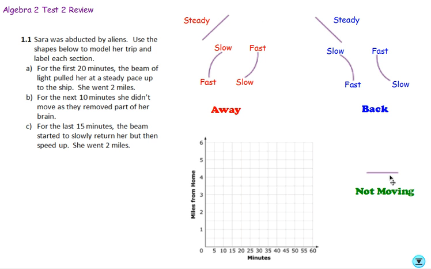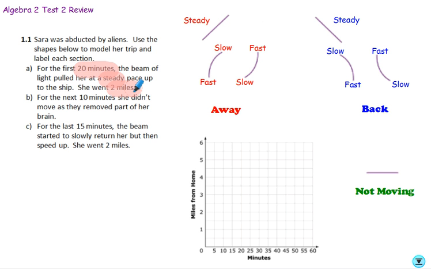Alright, so let's take a look at the story here. It says Sarah was abducted by aliens. Hey, it happens. Use the shapes below to model her trip and label each section. So it says for the first 20 minutes, a beam of light pulled her at a steady pace. Okay, steady, that's important. And it says she went 2 miles.